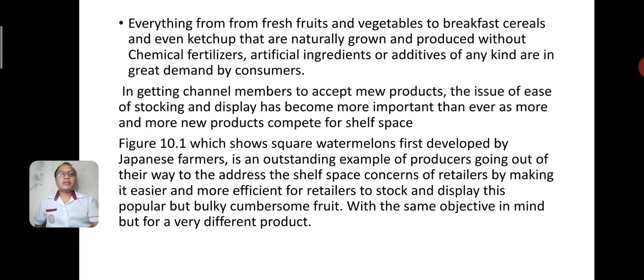In getting channel members to accept new products, the issue of stocking and display has become more important than ever as more and more new products compete for shelf space. The figure which shows square watermelon, first developed by Japanese farmers, is an outstanding example of producers going out of their way to address the shelf space concerns of retailers by making it easier and more efficient for retailers to stock and display this popular but bulky, cumbersome fruit.